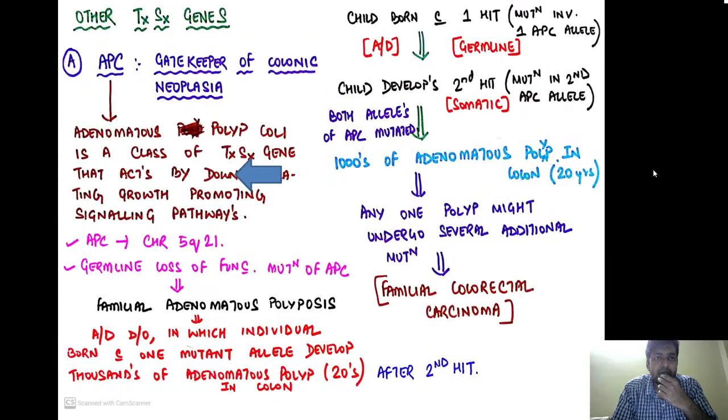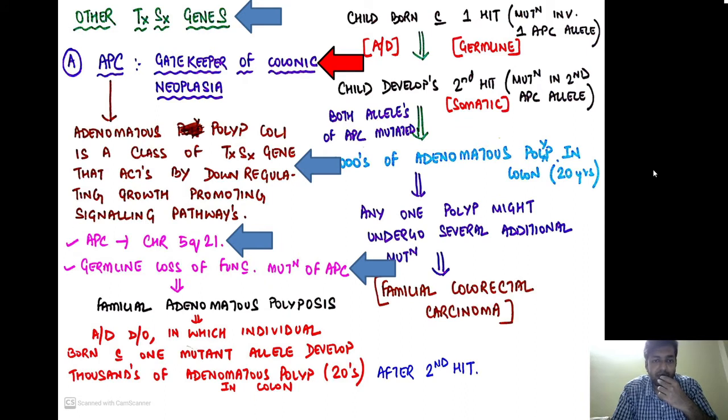First we are going to read about the APC gene. APC is basically the gatekeeper of colonic neoplasia, and APC stands for adenomatous polyposis coli. It is a class of tumor suppressor gene that acts by down-regulating the growth-promoting signaling pathways. That is its basic role. It is found on chromosome 5q21. So germline loss of function mutation of the APC gene is associated with familial adenomatous polyposis.